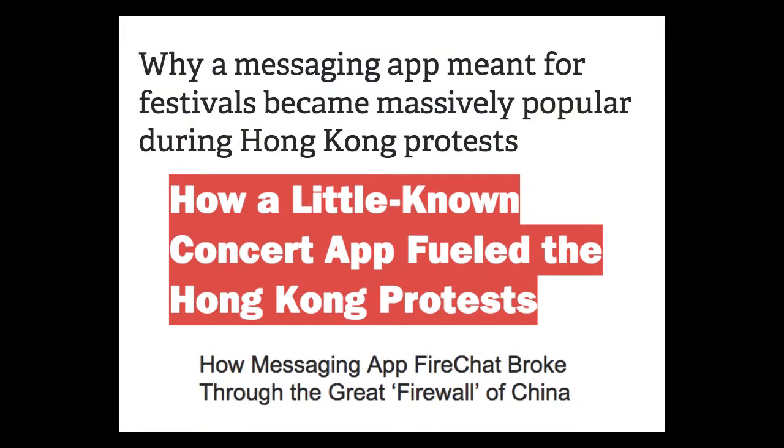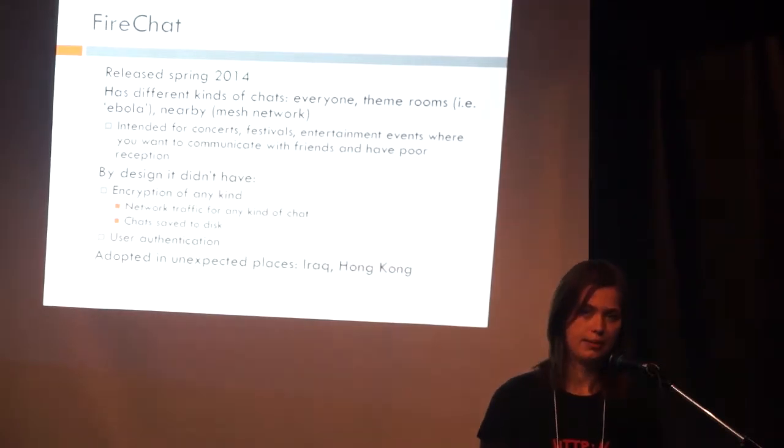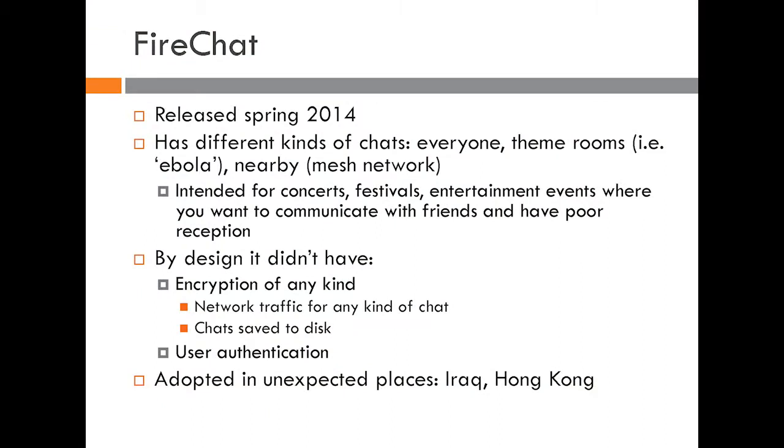Finally, we started seeing a lot of media reports about an app called FireChat. They were kind of sensationalist, saying this app is breaking through the Great Firewall of China, was a good one, or fueling the protests. FireChat is an app that just came out this spring. It was intended for when you're at a concert and you want to talk to your friends but there's no cell phone reception, because they had a mesh networking mode where you could talk to your friends via Bluetooth. They also, of course, had regular chats that everyone could join, and they also had theme rooms, which would go around a keyword, and Ebola is a very popular one.